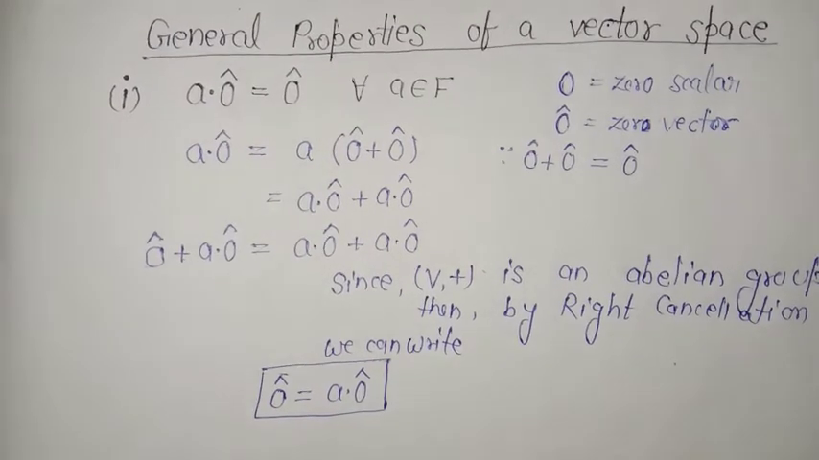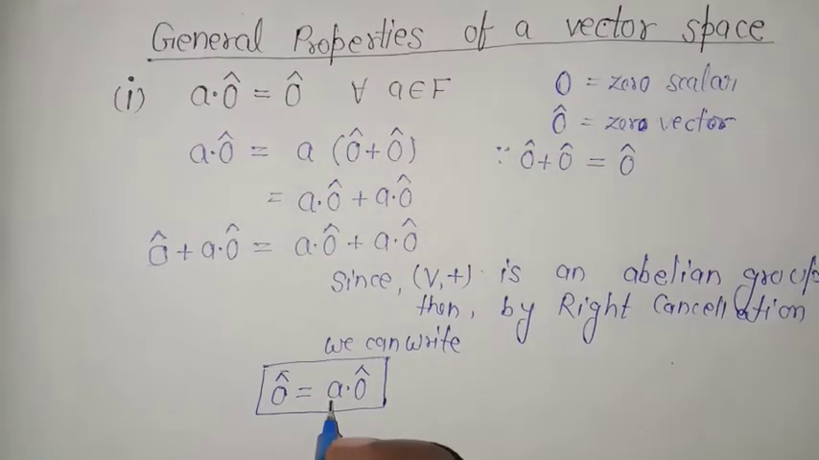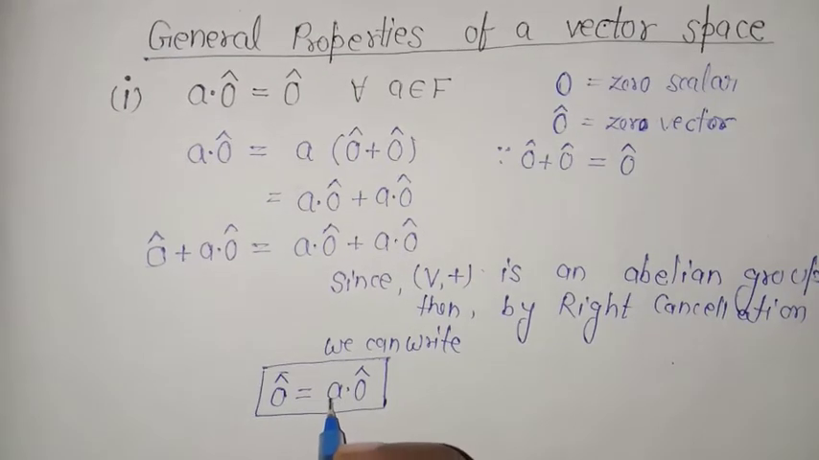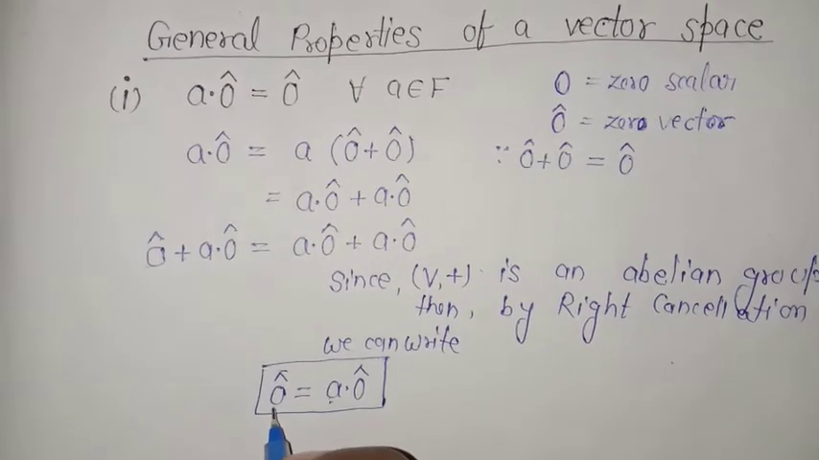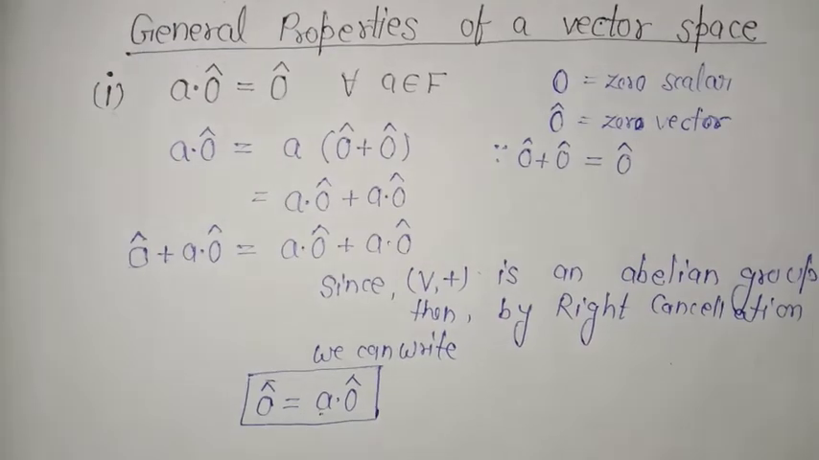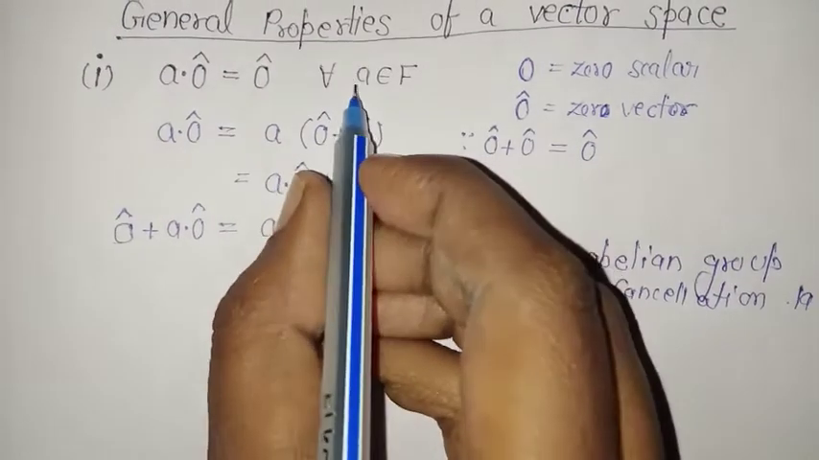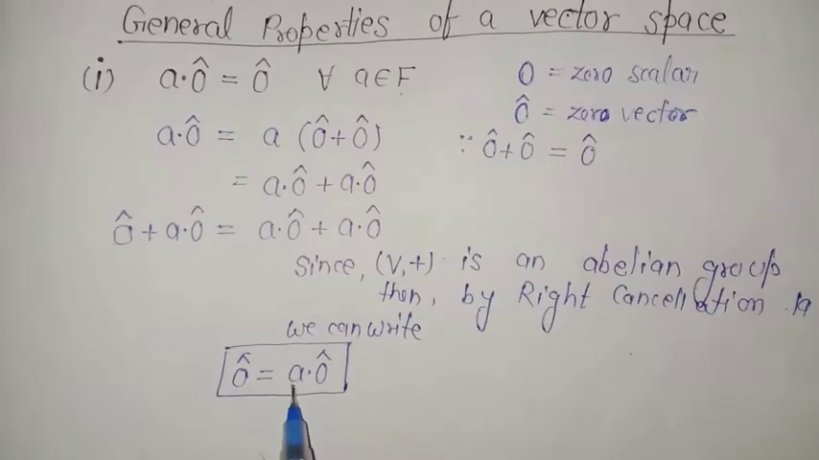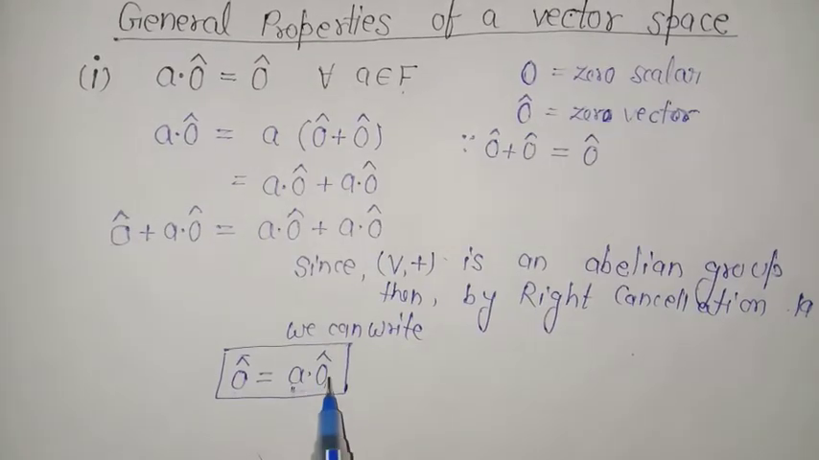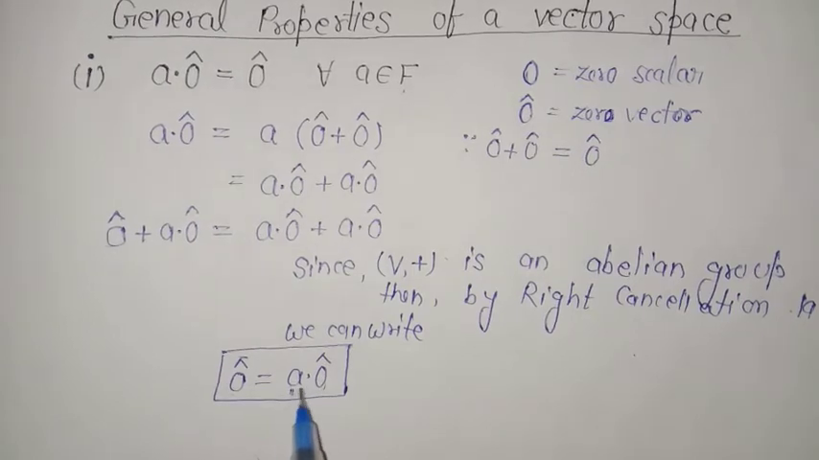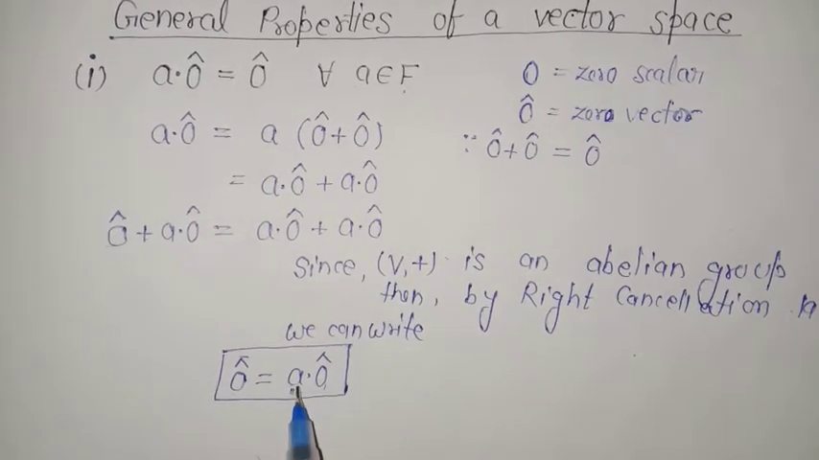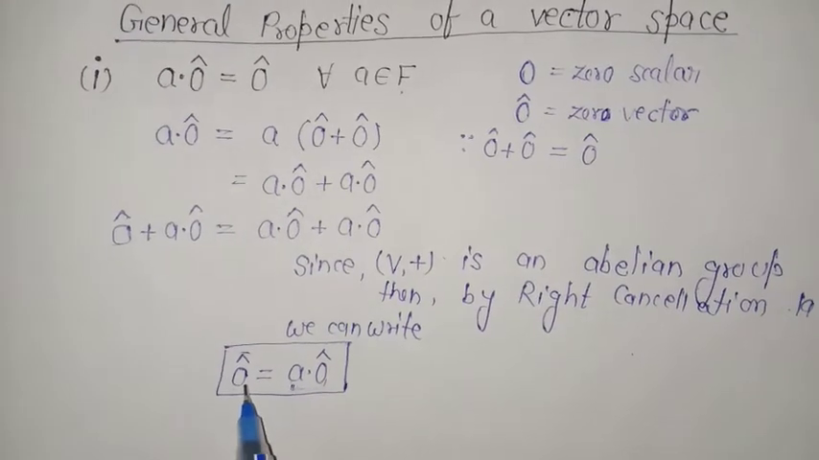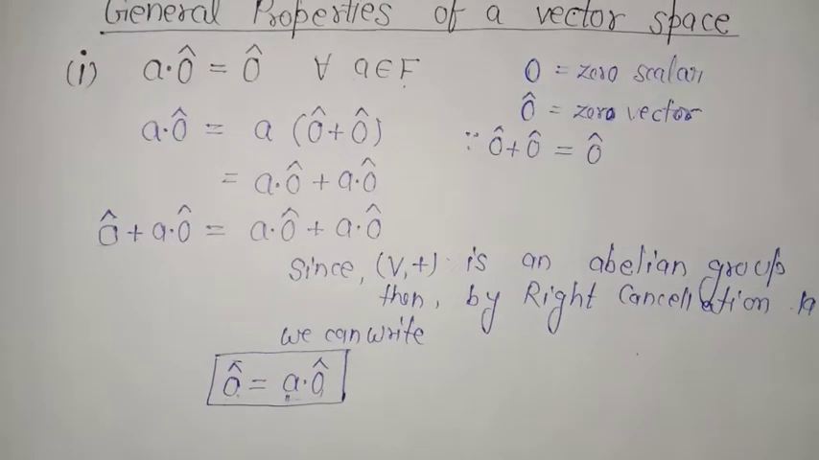So our first property is proved, that is, whenever you take the product of the 0 vector with any element, you will always get a 0 vector. Here a is a scalar because we are taking it from the field, so this represents the scalar multiplication with the 0 vector. So the product of a scalar with the 0 vector is always a 0 vector.